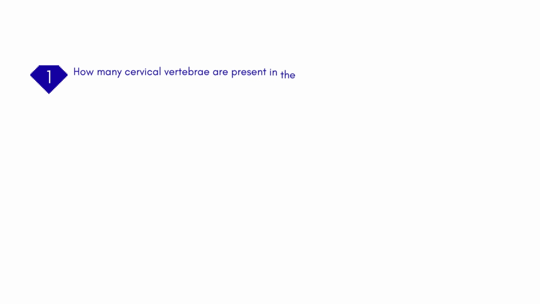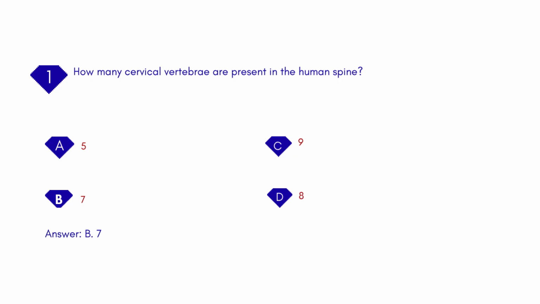How many cervical vertebrae are present in the human spine? A. 5. B. 7. C. 9. D. 8. Answer, B. 7. Which cervical vertebra is also known as the axis?